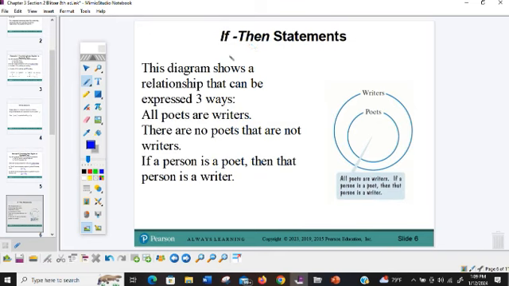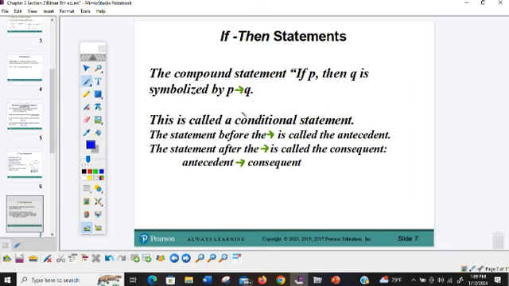Example 3, we're going to talk about if-then statements. And this is a diagram that represents it. It says, if a person is a poet, then that person is a writer. See how all the poets are within the writer circle? So let's look at it. If P, then Q is written like this. P with an arrow, then Q. You would read that, if P, then Q. Anytime you see that arrow, that represents the if-then.